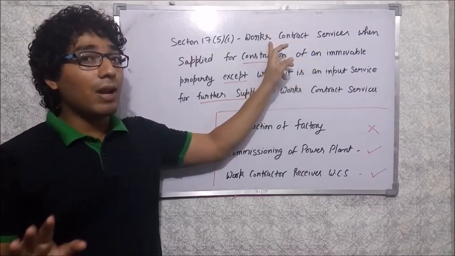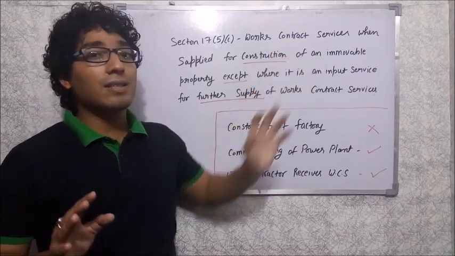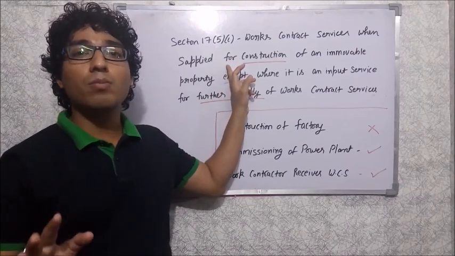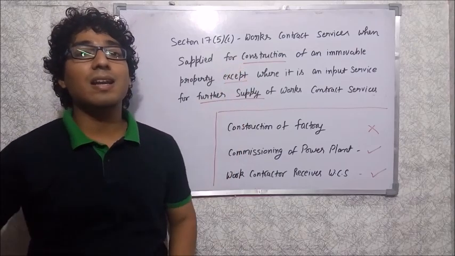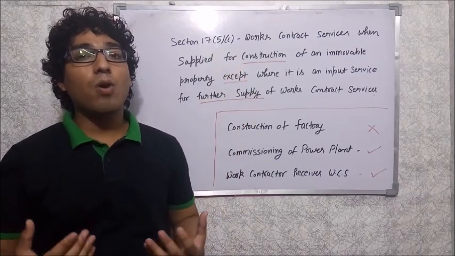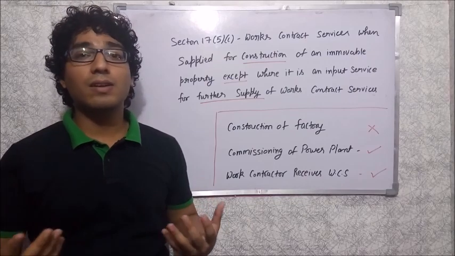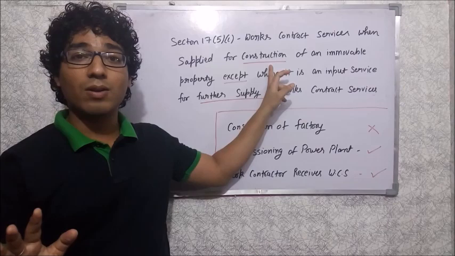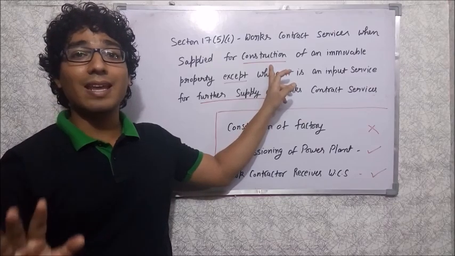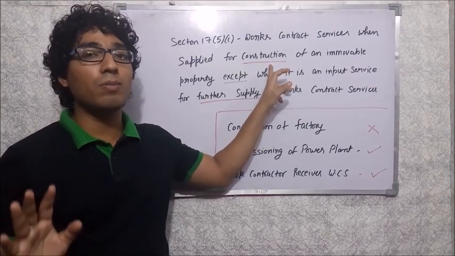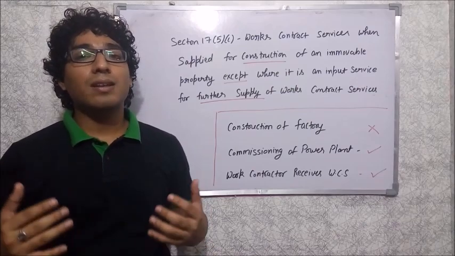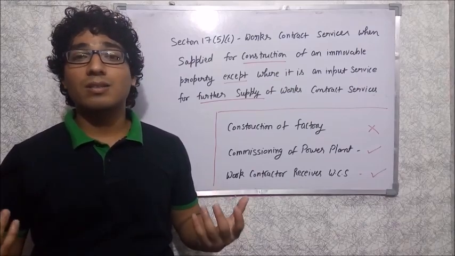The credit will not be allowed in case of works contract services when supplied for the construction of immovable property. It means that if there is a supply of works contract services and it is for the construction of immovable property, only the construction, not the erection, then those persons are not allowed to take the input tax credit in respect of those works contract services.